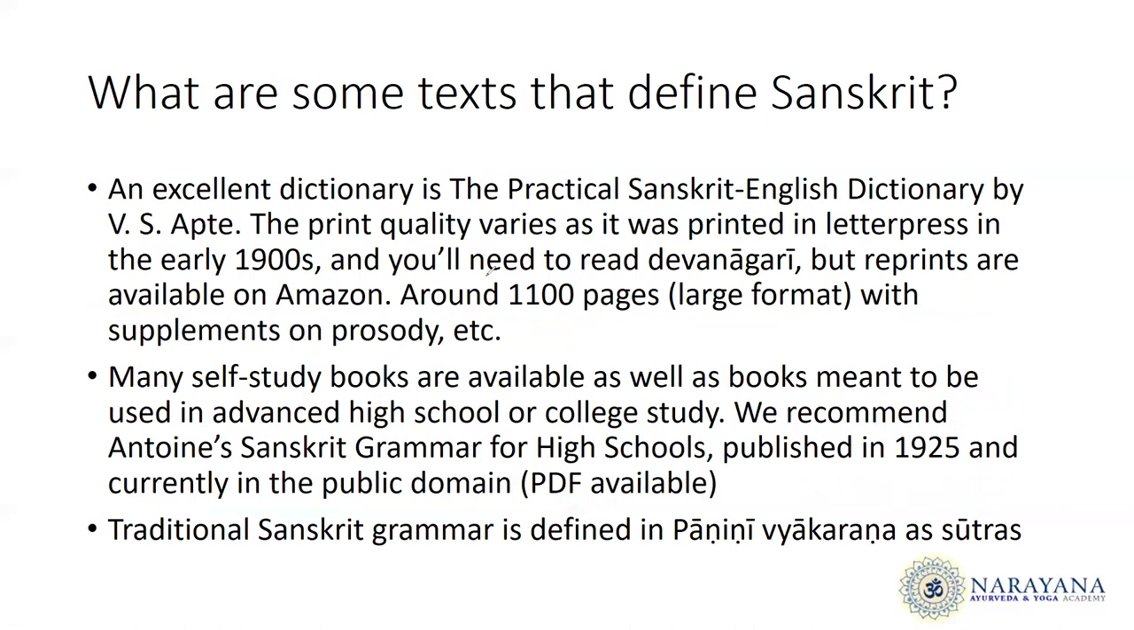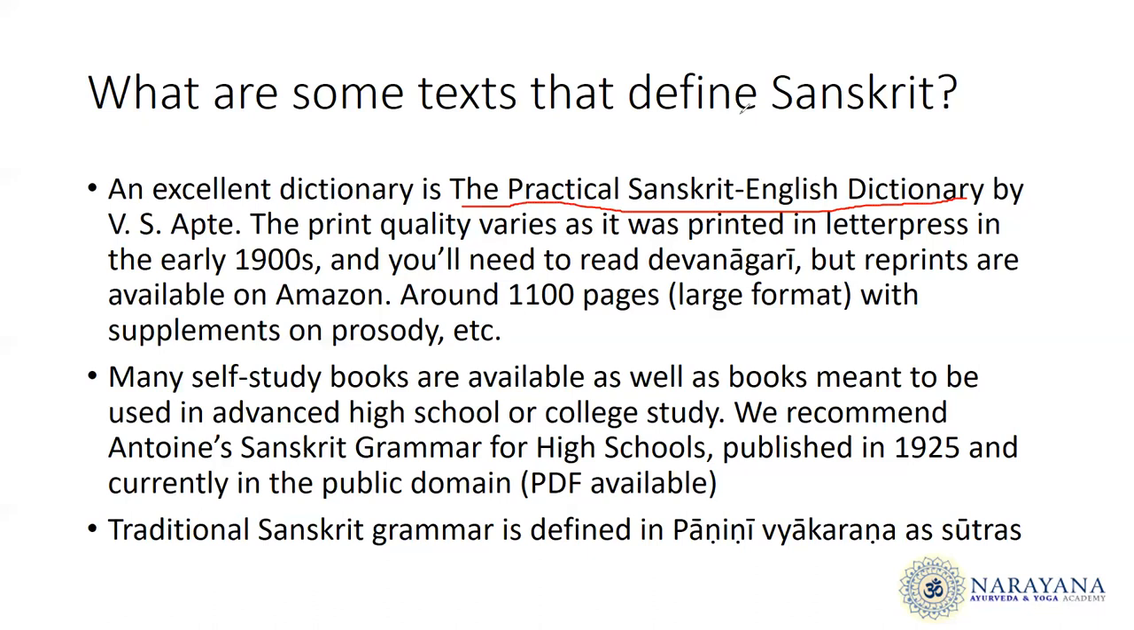Here we go. So a very good dictionary that I recommend is the Practical Sanskrit English Dictionary by V.S. Apte. I highly recommend this. The print quality varies. It was printed in letterpress in the early 1900s, and you would need to learn to read Devanagari script. But you can buy reprints of it on Amazon. It's about 1,100 pages in large format, and it has supplements on prosody, etc.